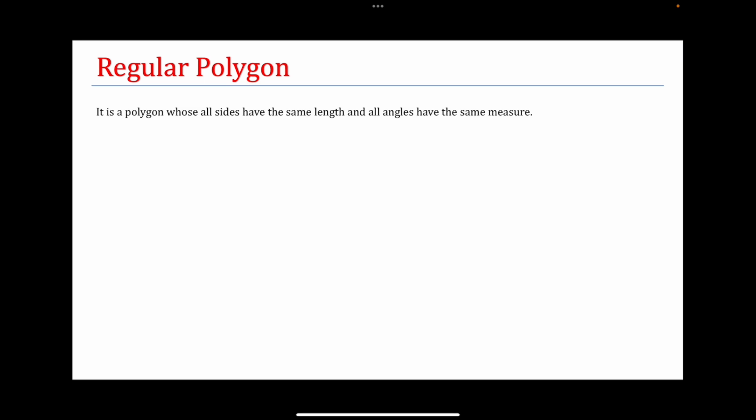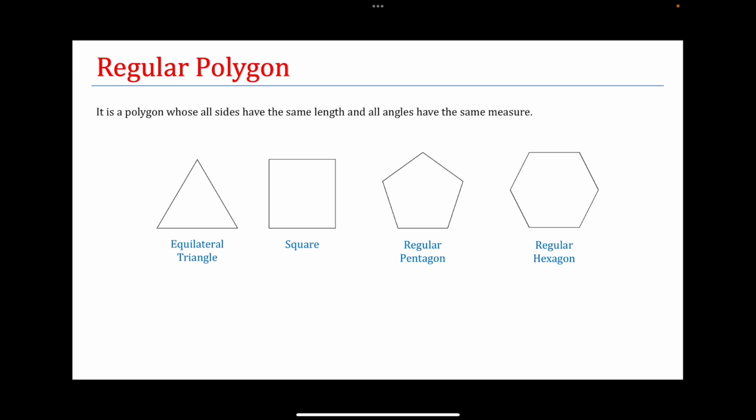Regular polygon. It is a polygon whose all sides have the same length and all angles have the same measure. So all the sides are equal and all the angles are equal. Then that polygon is called a regular polygon. So a regular polygon with 3 sides is called an equilateral triangle. All the 3 sides are equal and each angle measures 60 degrees in the equilateral triangle. And a regular polygon of 4 sides is called a square.